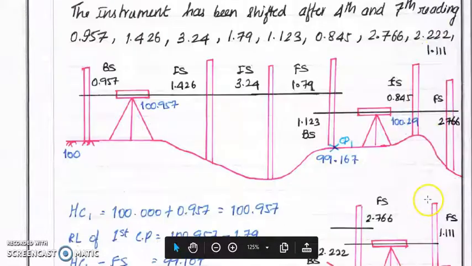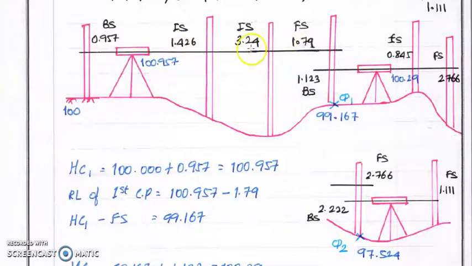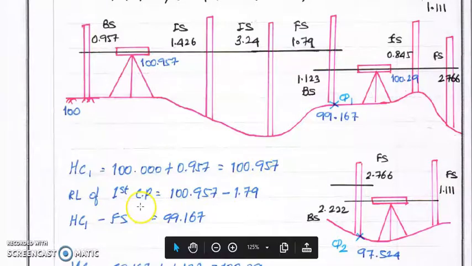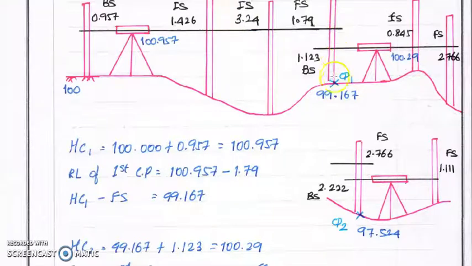What is the RL? The remaining readings are plotted here. What is the height of collimation? RL of the benchmark plus backsight reading. Up to this point, for all the stops, this reading is constant. The RL of the height of collimation is constant. Next, RL of the foresight: RL of this line of sight minus this reading, you can get the RL of this place, like 99.167.